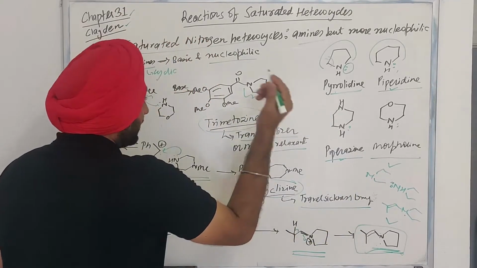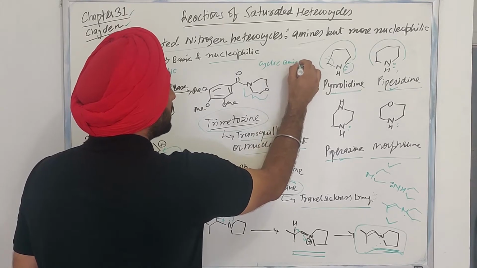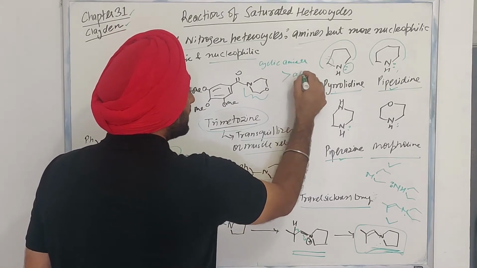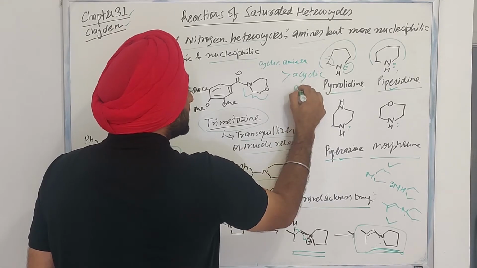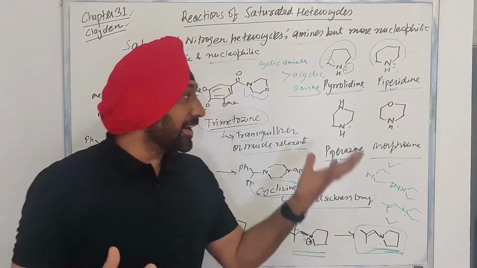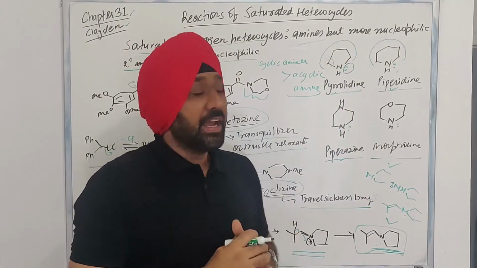ठीक है? So in a way, अगर हम ऐसा भी बोल सकते हैं, cyclic amines are more stable than or more basic than the acyclic amines. ठीक है? Acyclic amines है. So that is one of the reasons, because their hands are tied up, or alkyl groups are tied at the back, and lone pair of electrons are easily available.